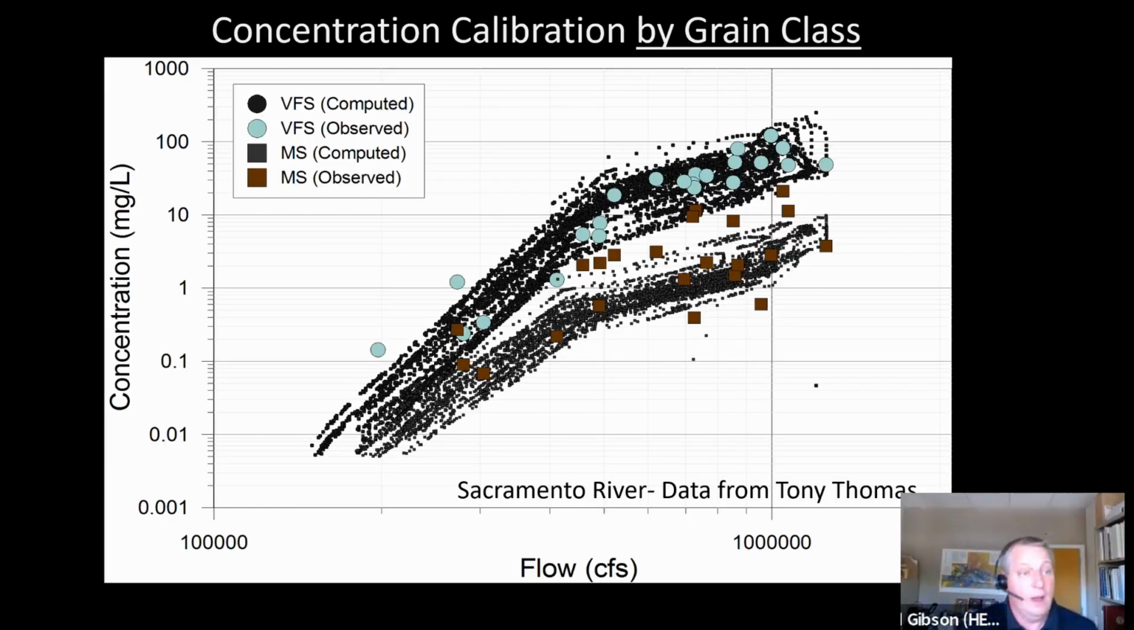You can also calibrate your concentration by grain class. This is a calibration Tony Thomas did on the Sacramento, and here the brown squares are concentrations of medium sand, and the blue circles are concentrations of very fine sand. And we just have this in a rating curve now, and we've plotted the entire simulation over the whole range of flows, both for the medium sand and the very fine sand. And basically what you're looking for is for the observed data to envelope the computed data.